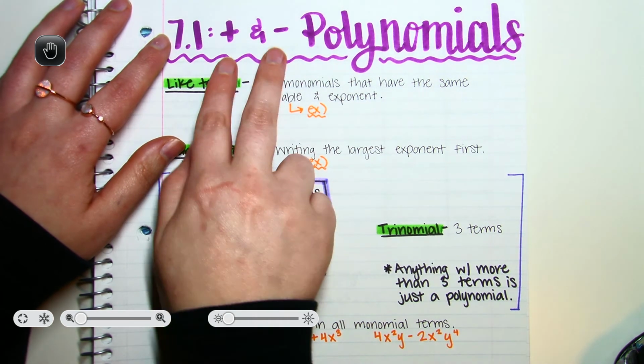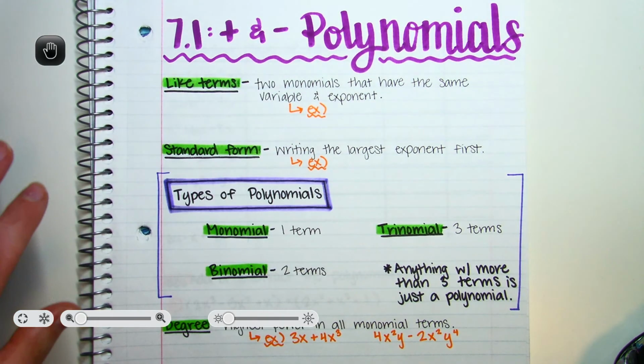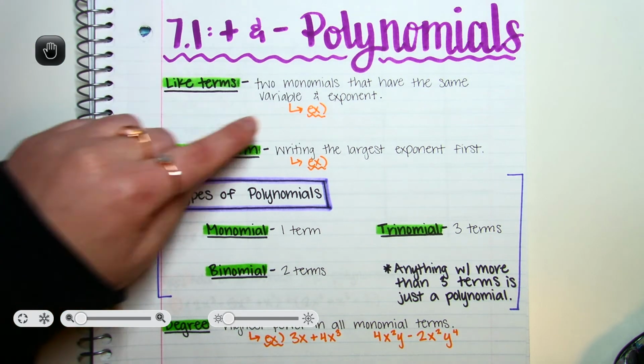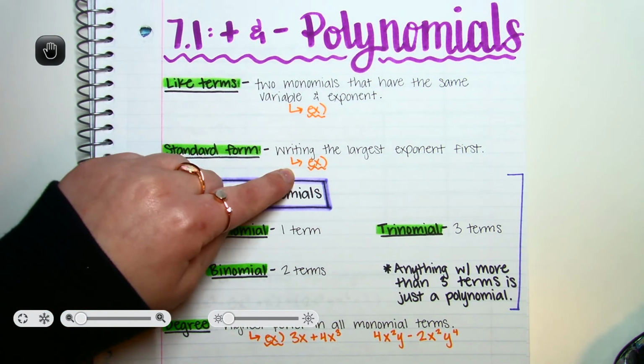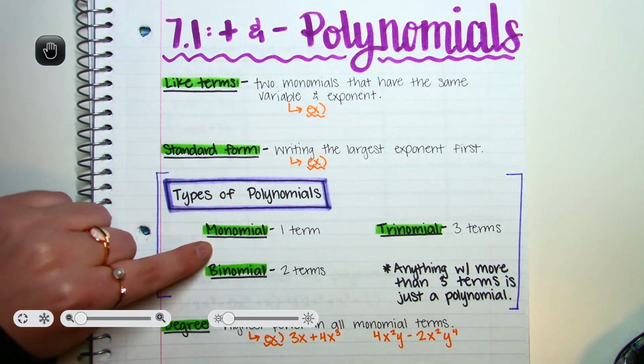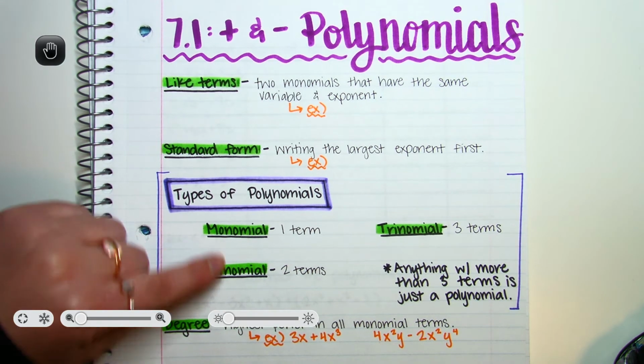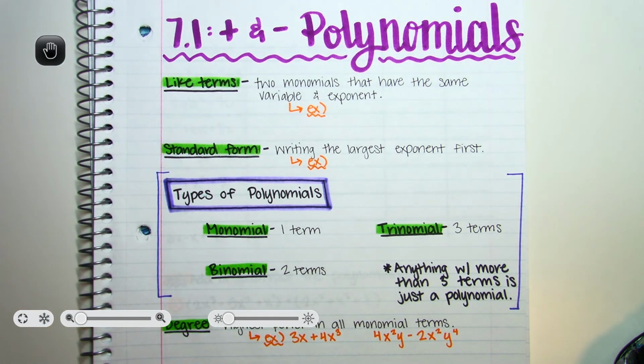I use the symbols to abbreviate it, but if you want to write out the full word, adding and subtracting, that's totally fine. Go ahead and pause this video and write down all of these definitions real quick and leave a little bit of space where I have the example shown, and leave a space underneath each of these as well. All right, let's go ahead and go over our definitions.